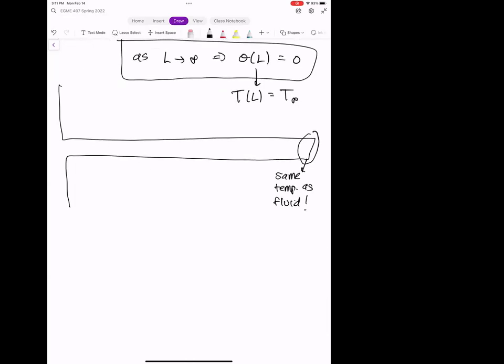Okay, so let's come back to our general solution. Remember our general solution for the temperature distribution looks like the following. We have C1 e, and the exponent here we have a positive square root of HP over KAC multiplied by x, plus C2 e to the negative square root of HP over KAC times x.